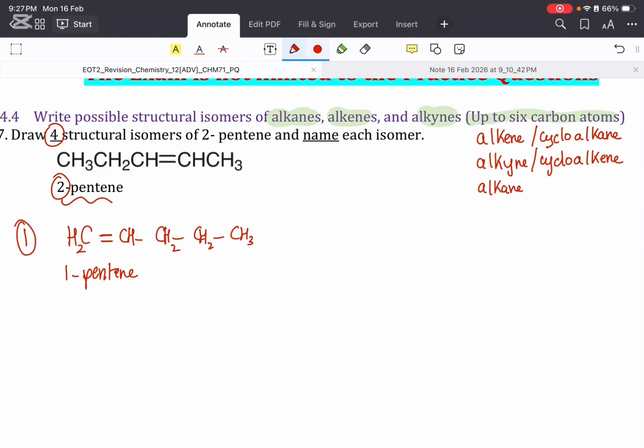Now, what other possible structures can I have? Instead of having carbon chain of 5, let's make it carbon chain of 4. 1, 2, 3, and 4. And let's have the double bond on the first and the branch before the last. Or I can do a double bond on the fourth, and instead of having the branch here, let's have the branch here. So these are 2 different structures.